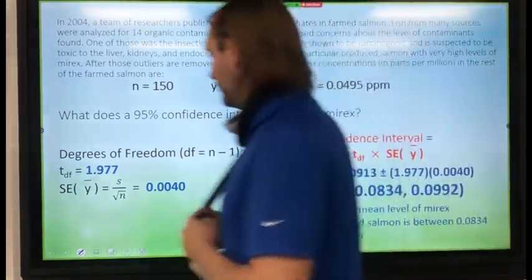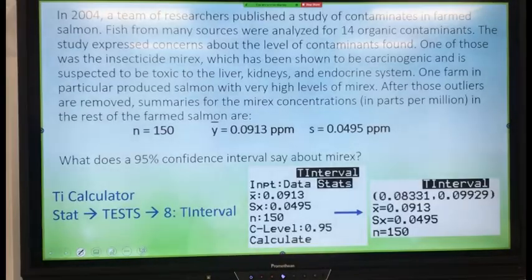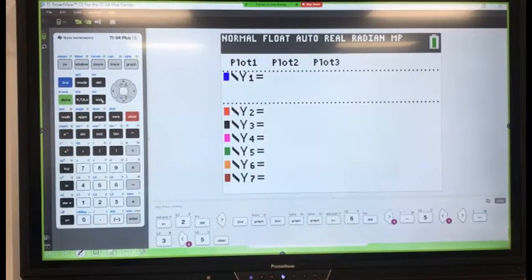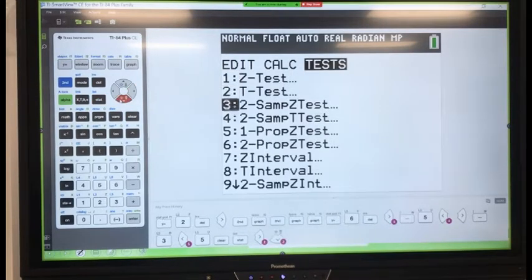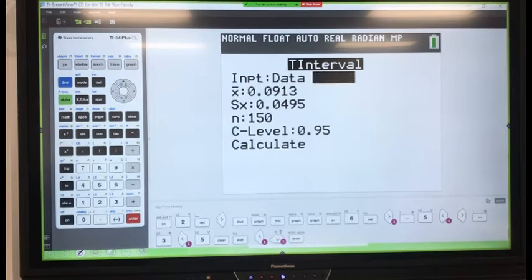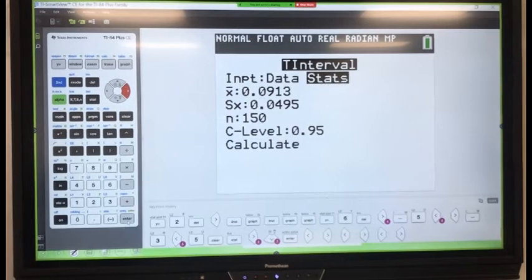Now, like I mentioned, you don't have to do it by hand. There is a way to do it by the calculator. So you might want to model as I go along this. So it's stats, test, T interval, right here, number 8. T interval. There are 2 ways you can enter your data. Either you have the stats already, like my mean, my S, and my N, or you have the data. Since I already have the stats, I'm going to click on stats, hit enter.